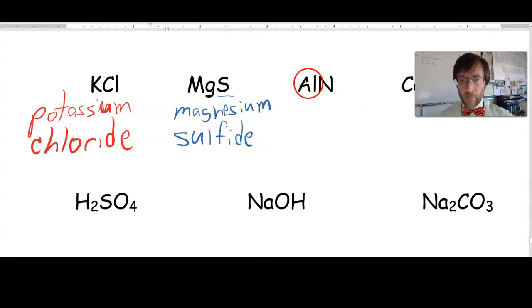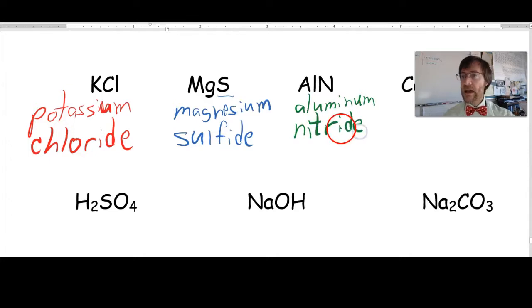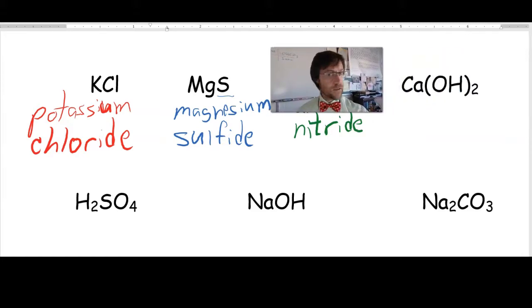All right, aluminum. Aluminum is a metal. So I'm going to go to my reference chart here. Aluminum has one charge option. In other words, it only makes one ion. So all I need to do is write aluminum. And then nitrogen, I end in ide, in a two-beat. So nitride. It's not going to be nitrogenide, it's nitride. So this is aluminum nitride. Nice.